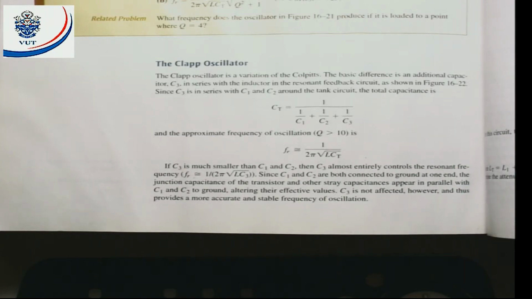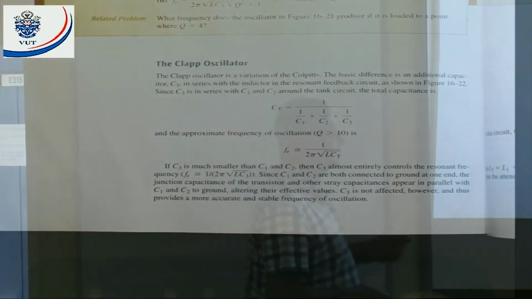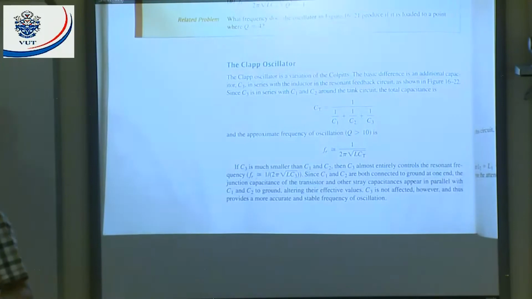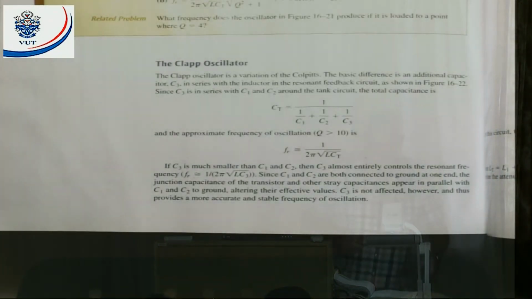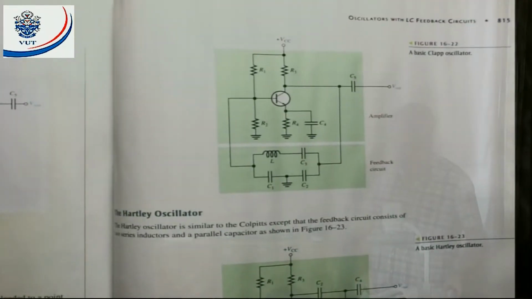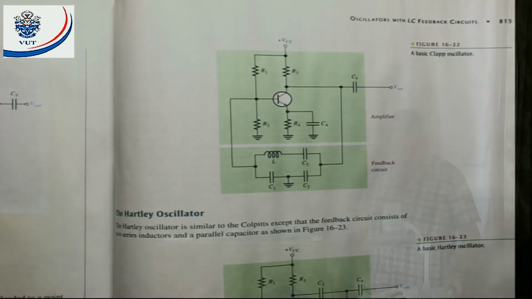That means this type of connection will give us a much more accurate and stable frequency. The frequency will basically be determined by the value of C3. When you design a circuit like that, you will make C3 much smaller than C1 and C2. Everybody with me? All right, there's your circuit diagram of the Clapp oscillator.